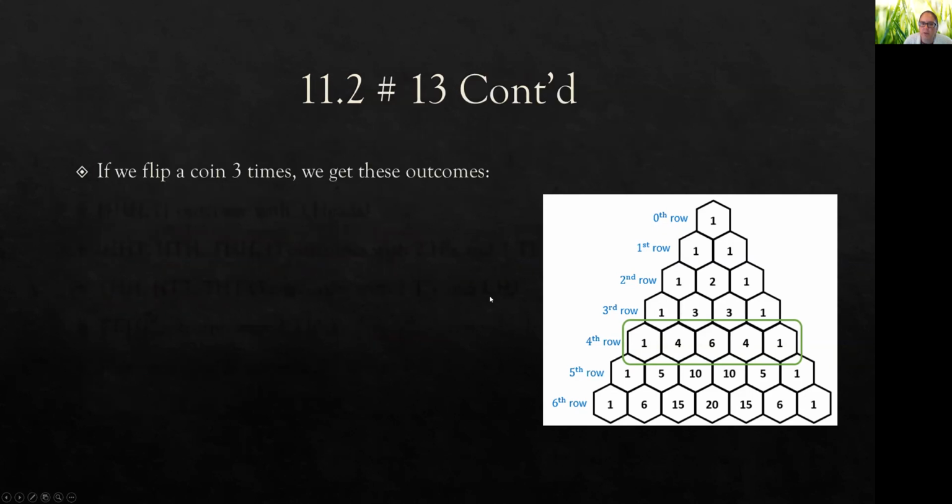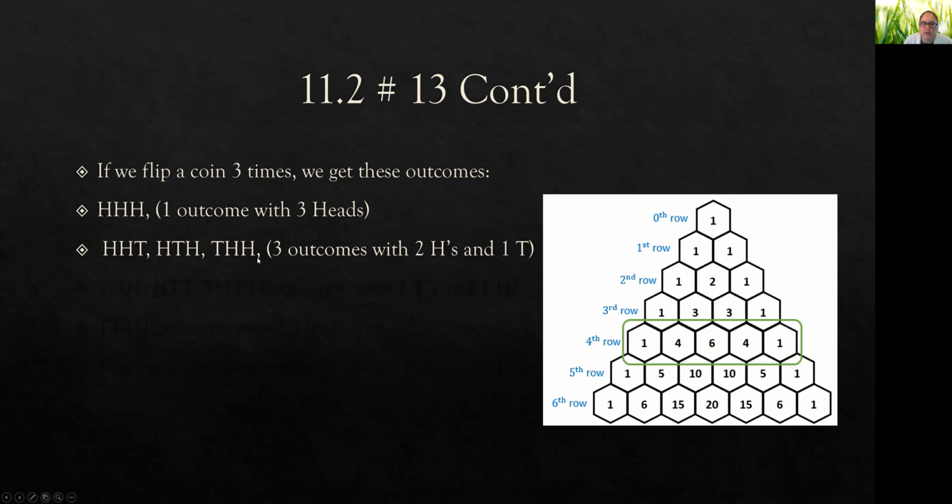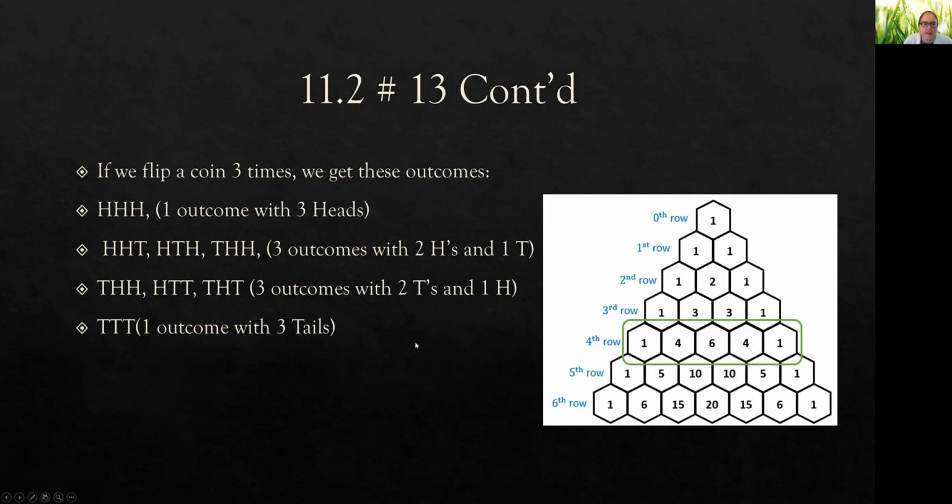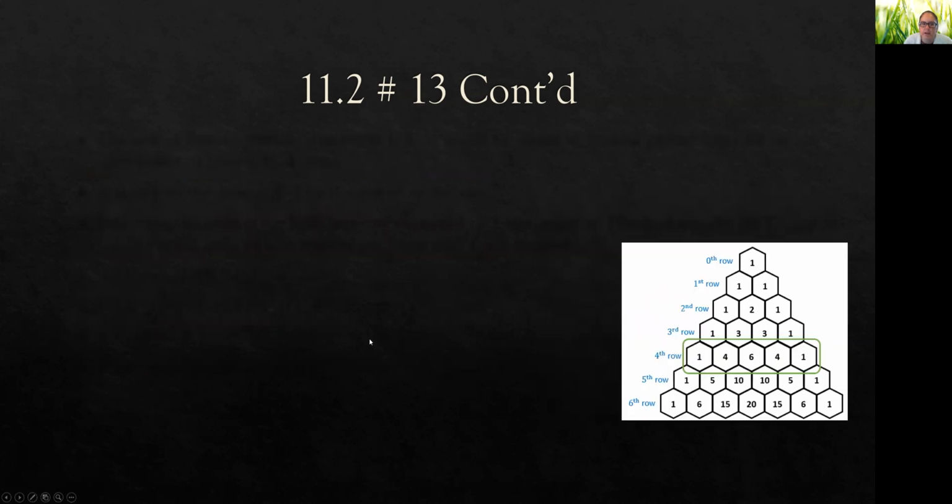If we flip a coin 3 times, we get these outcomes. So we could get heads, heads, heads. There's one outcome with 3 heads. We could get 3 different outcomes that have 2 heads and a tail. So there's 3 outcomes with 2 heads and a tail. We have 3 outcomes that have 2 tails and 1 head. So that's this number. And then there's one outcome that has all 3 tails. So we were looking at the third row of Pascal's triangle.